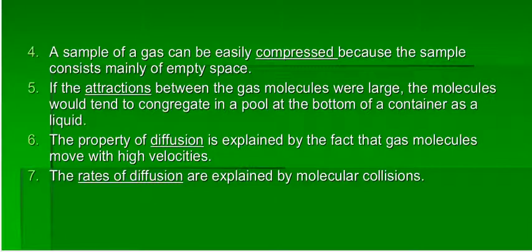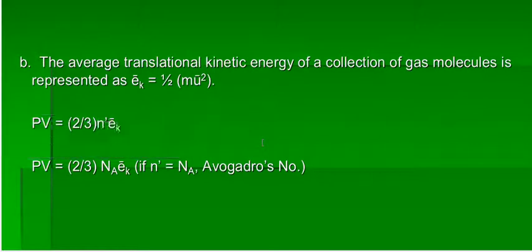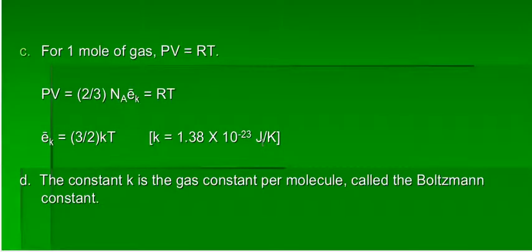The property of diffusion, which is spreading out, is explained by the fact that gas molecules move with high velocities, and the rates of diffusion, how fast they spread out, are explained by molecular collisions. We're not going to worry about number 8 here, translational kinetic energy, so you can cross off all of number 8, which is A, B, C, and D. You will not be tested over translational kinetic energy.